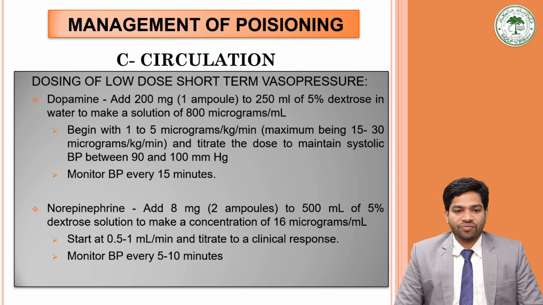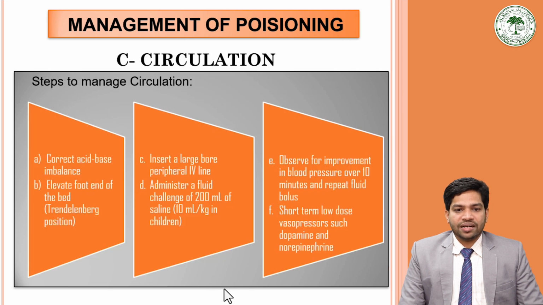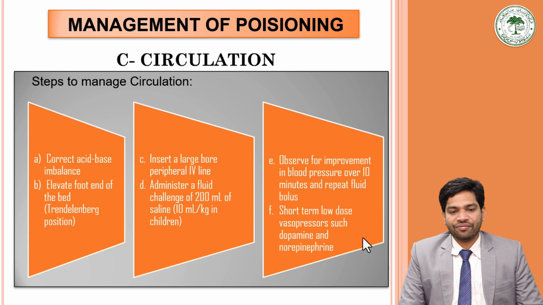Start with 0.5 to 1 ml per minute and titrate according to the clinical response. Monitor the blood pressure every 5 to 10 minutes. So we started with giving the IV line, then we started giving the fluids. If on the fluid it is not improving, then we have to start the vasopressors like dopamine and norepinephrine.